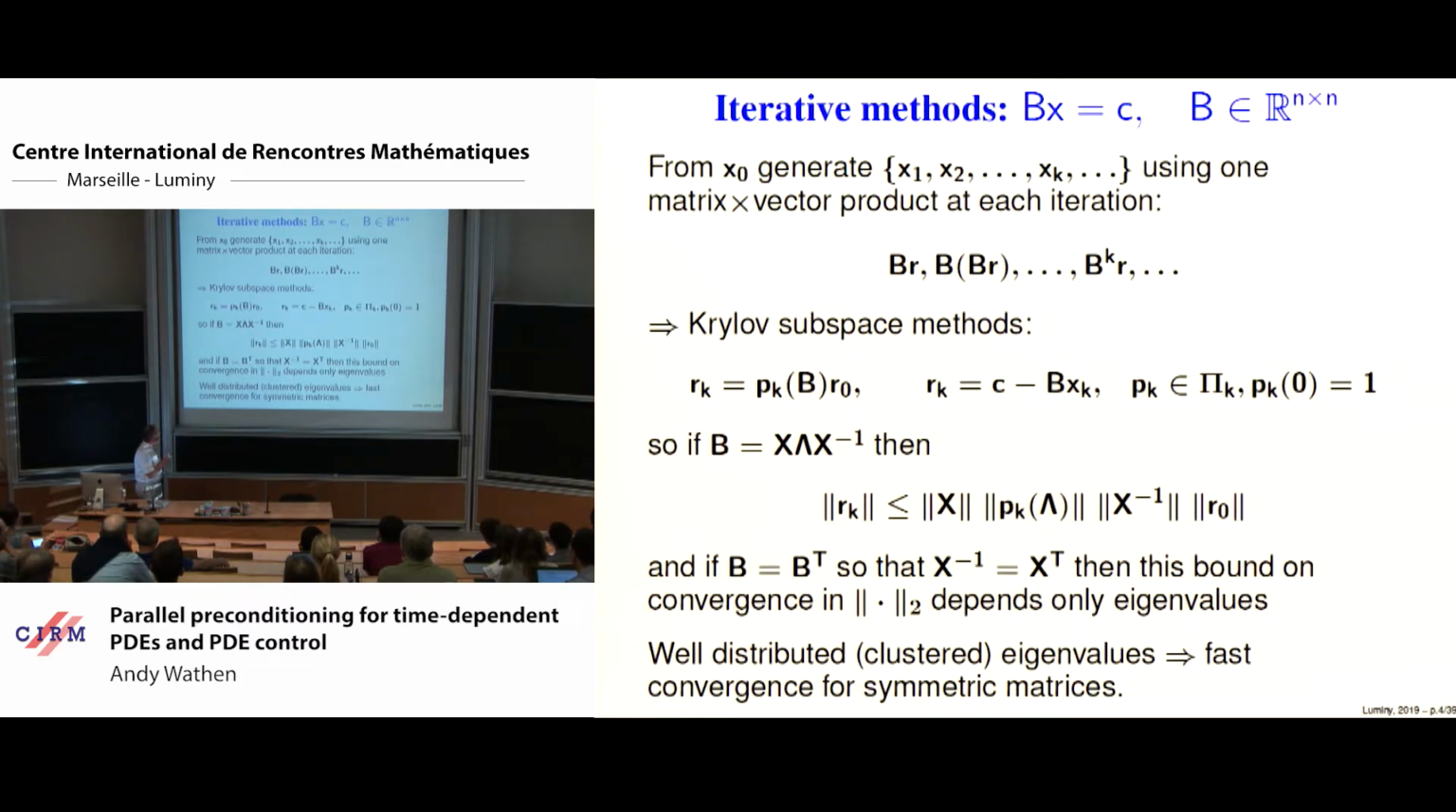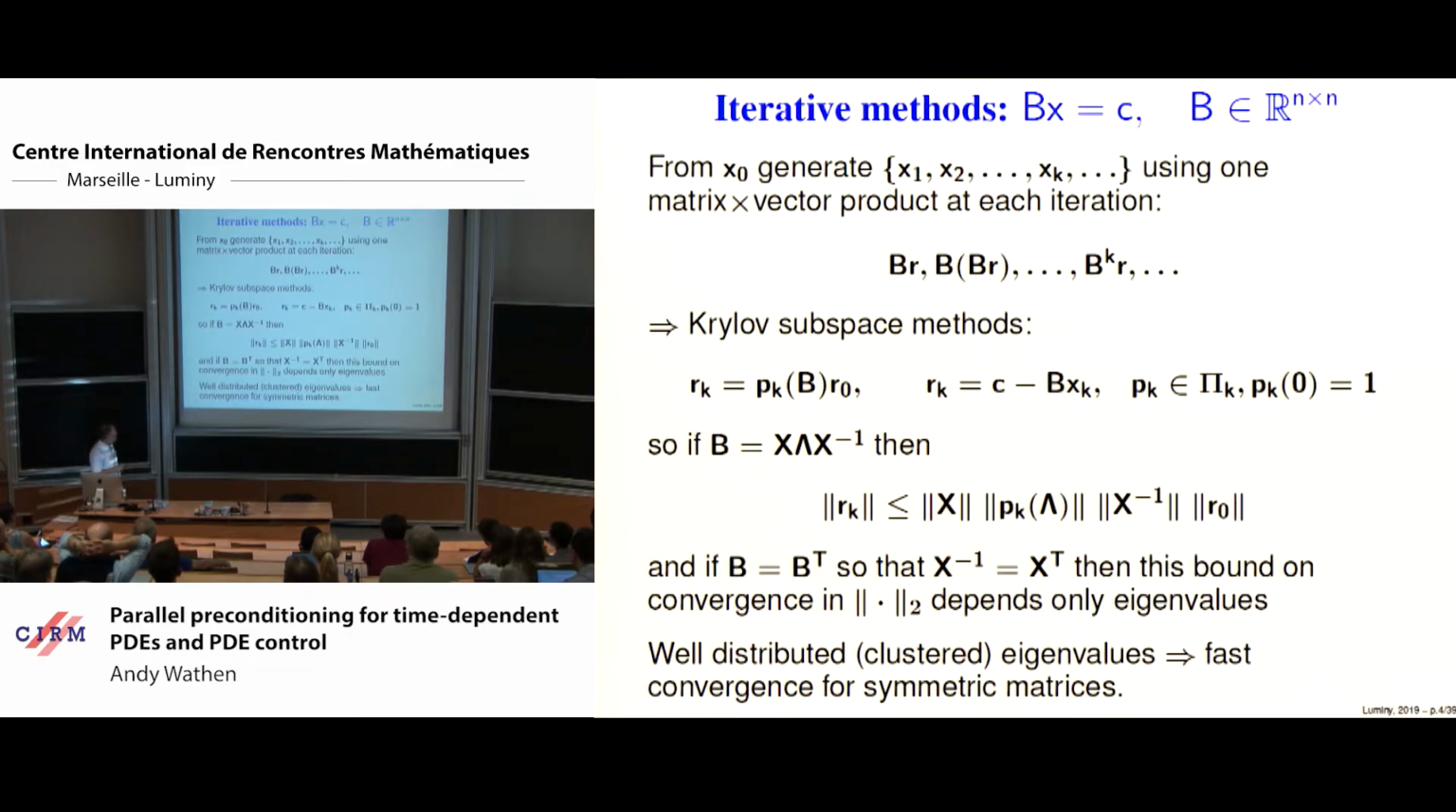And if you happen to be in the symmetric situation, so all my B's are, I'm talking about reals. It could be complex, but I'm just dealing with reals at the moment. If B is B transpose, then X inverse is X transpose. Everybody does this in their first course on linear algebra. Then this bound just depends upon this, and it's a bound that depends only on the eigenvalues of the matrix B.